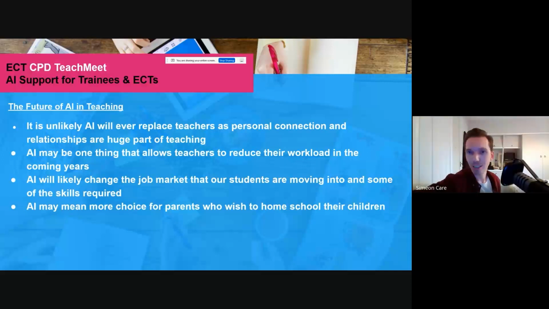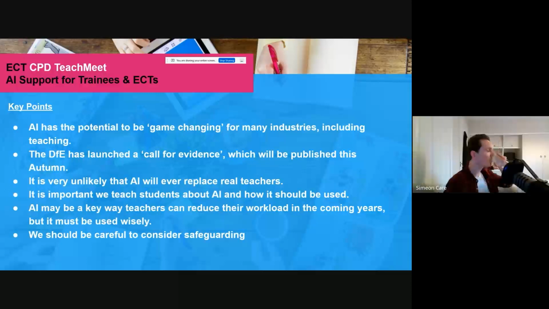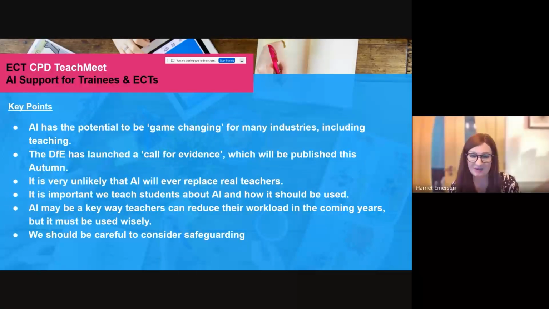But we will see. I'm excited to find out what's going to come out from the call for evidence as well that the DfE asked for, just to see whether they put anything in there of what's going to happen and how it's currently being used, and if we need to be aware of anything. So it will hopefully form future policy work as well.